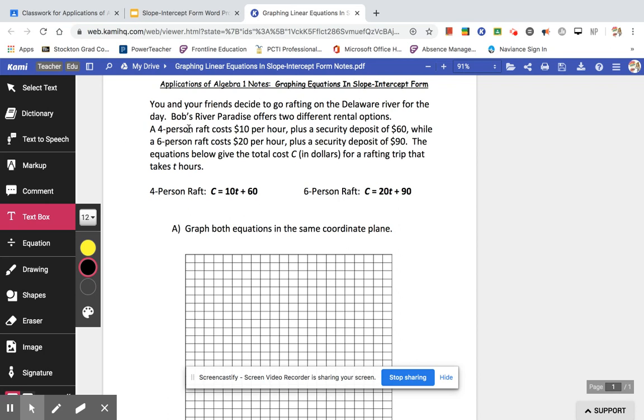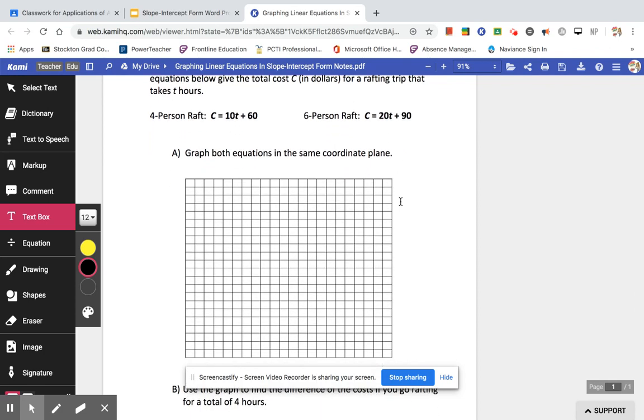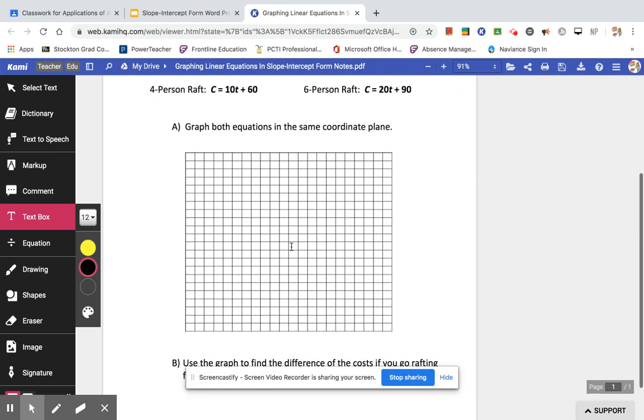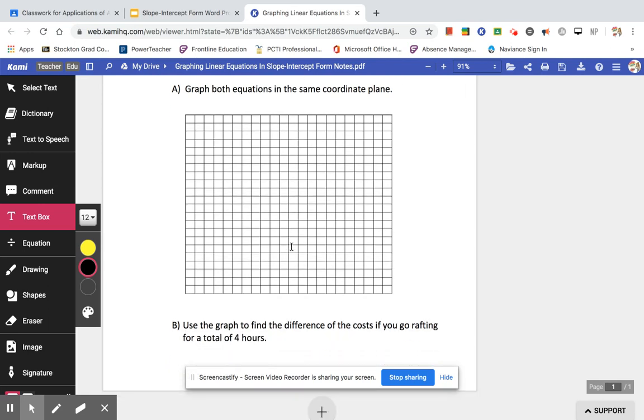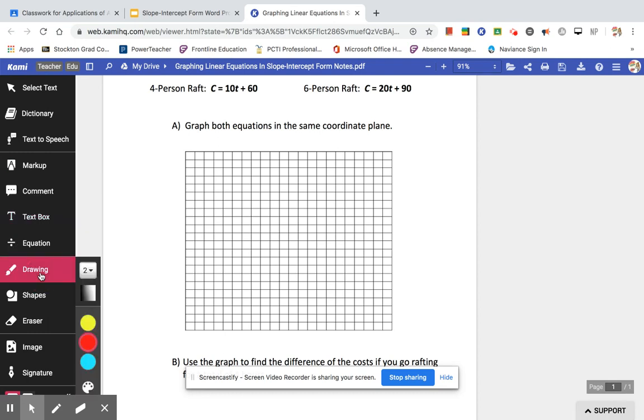Again, this is kind of background information, but the really important part is these two equations. What we're going to do is graph them both on the same coordinate grid, and then see what happens when we graph them together. The first one we're going to start with is the 4-person raft, which is C equals 10T plus 60. If I pull out the important information, when we're graphing, we're going to need to use the M, and we're going to need to know the B.